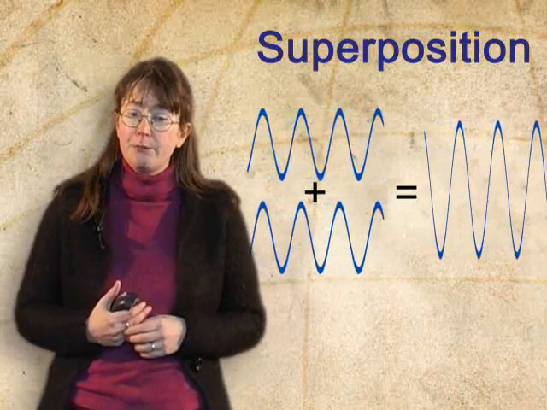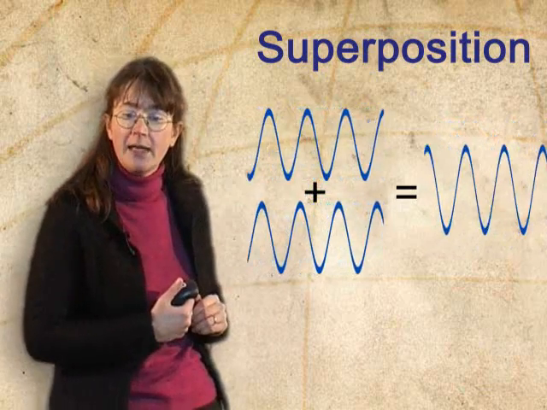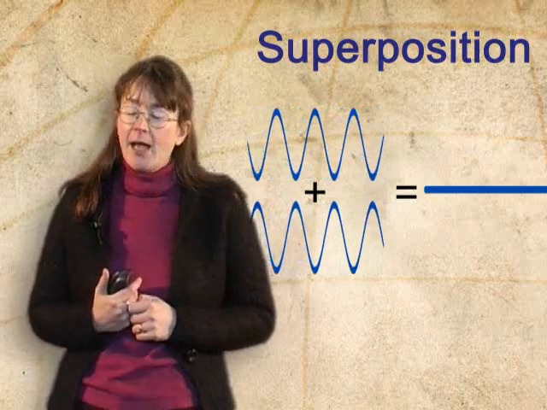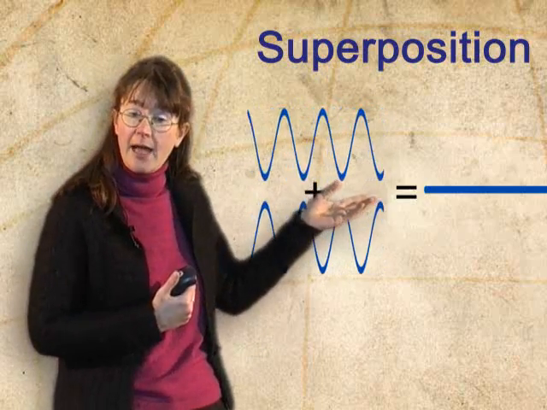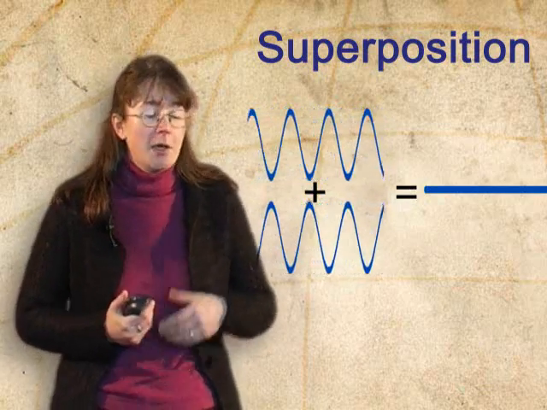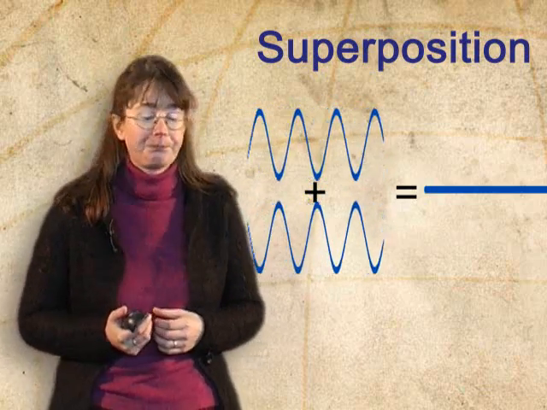But what happens if we superpose two waves identical in frequency and wavelength, but that are 180 degrees out of phase? I always find this a little bit surprising. The two waves cancel each other out. This is an example of destructive interference. By adding two waves, we can get rid of them both.